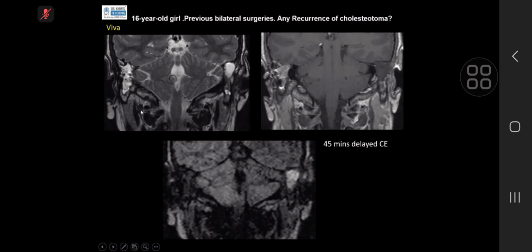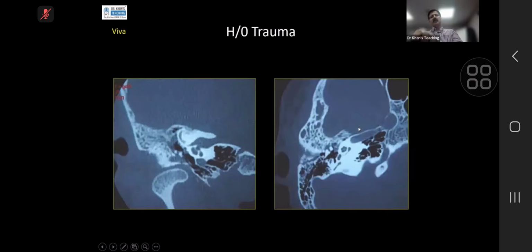All right. So the right is high T2 signal, shows some enhancement, but no restriction. So the conclusion is it's granulation tissue on the right. Excellent. And on the left? Then on the left, it's high T2 signal and shows no enhancement, but there is diffusion restriction. So that is recurrence of cholesteatoma. Excellent.